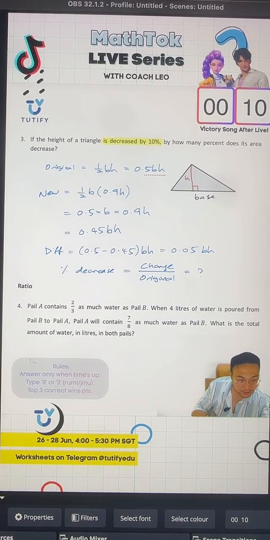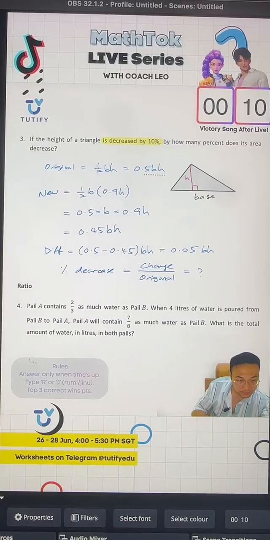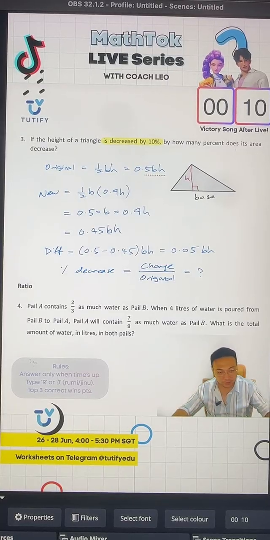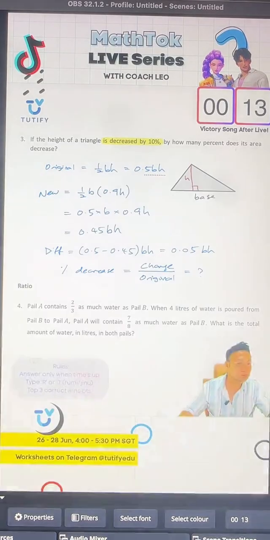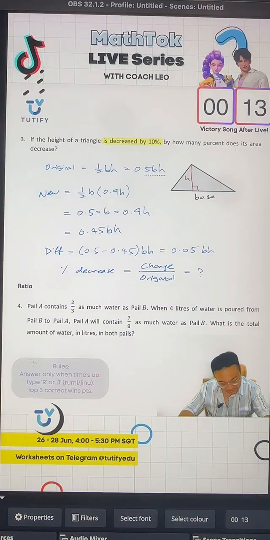Pangster, you got it correct. Who else? Aran, very good. Joe Ang, you got it correct. Good job. Let's add 3 points for Team Jinu. Well done, Team Jinu.